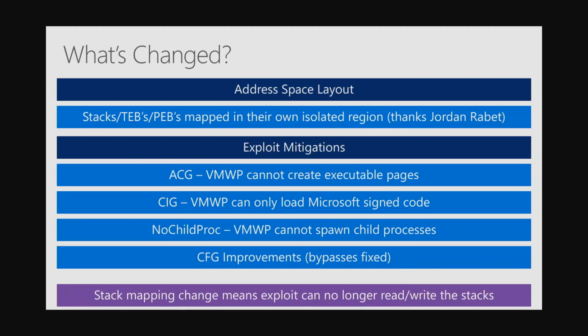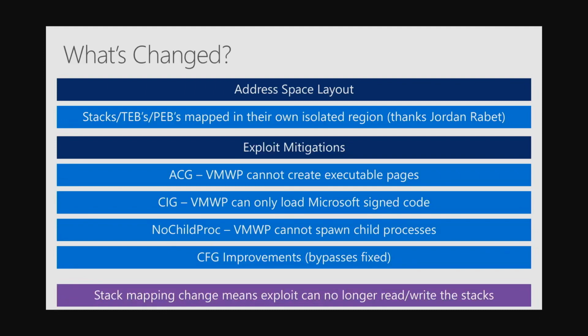We also have more exploit mitigations that are applied in the latest version of Windows. The VM worker process had ACG and CIG enabled. And these are just two mitigations that effectively make it so that the process itself cannot allocate its own executable code pages. And the only executable code pages that the kernel will map in are code pages that are signed by Microsoft. We also have no child process enabled, which means you can no longer spawn child processes. And we have another mitigation enabled, which prevents you from loading DLLs that are from a network location.